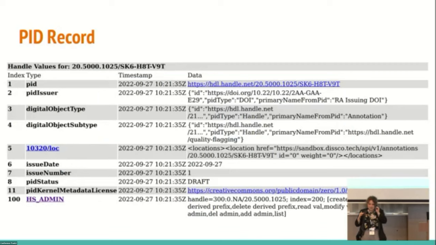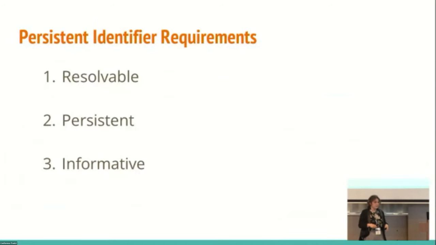It also needs to contain associated metadata that allows us to, one, find the object, and two, provide enough information for machines to make decisions without having to resolve it. So this is an example of a PID record in the handle system. It contains the location of the object, as well as other useful information like who issued the PID and the date it was issued. So we want our PIDs to have three qualities.